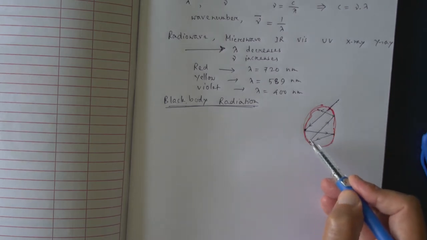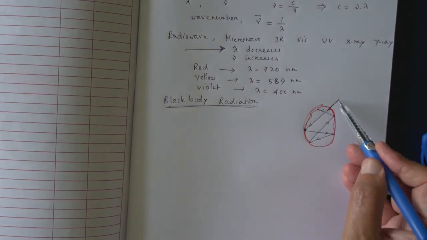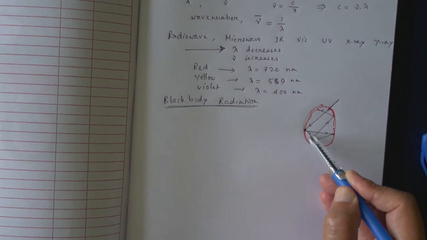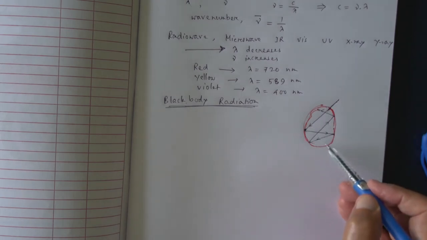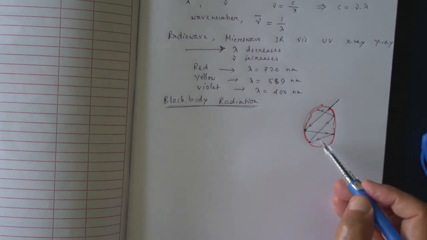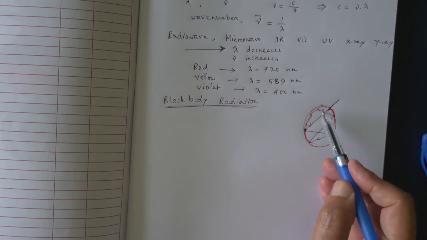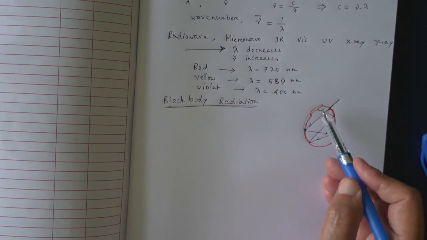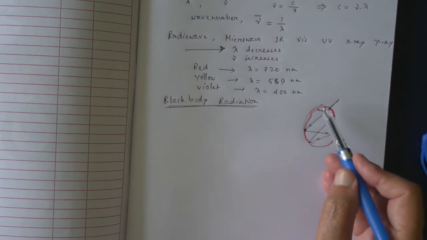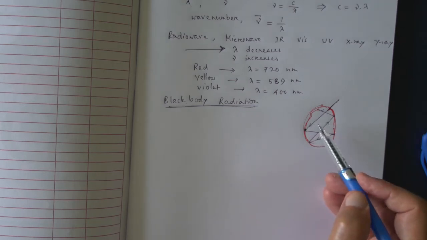It will be absorbed here, okay? So, in this way, almost all the radiation entering will be absorbed by the body. So, it is called a black body. So, what is a black body? A body which can absorb almost all the radiation falling on it is called a black body.